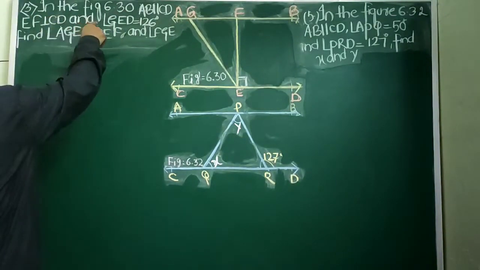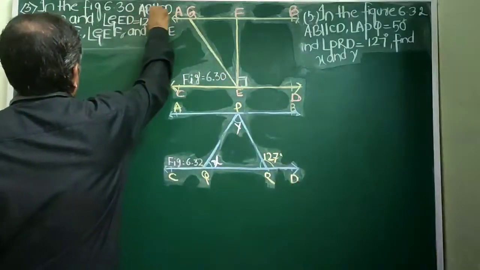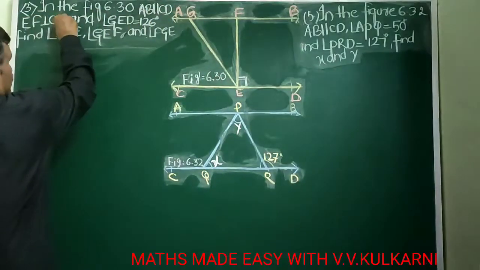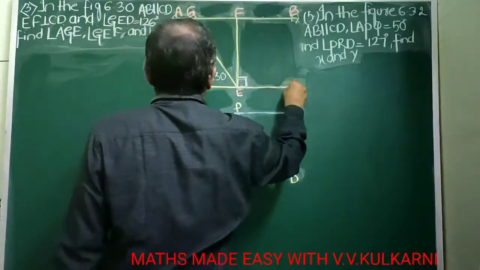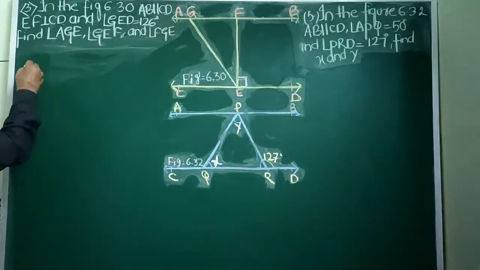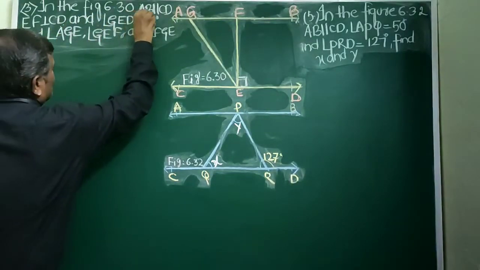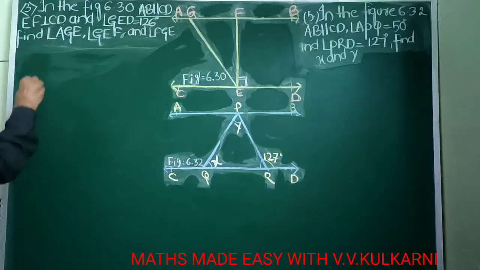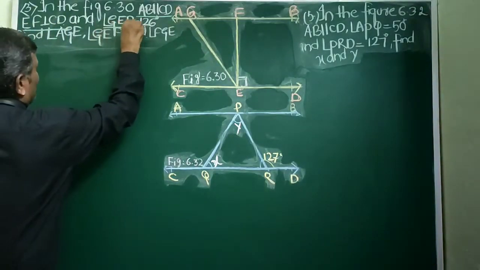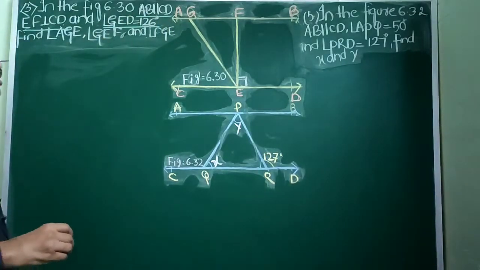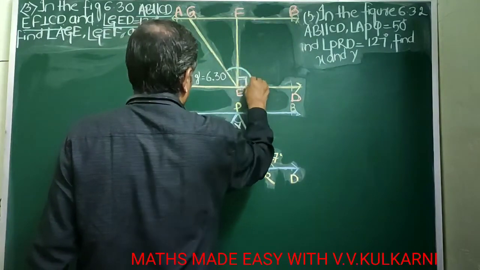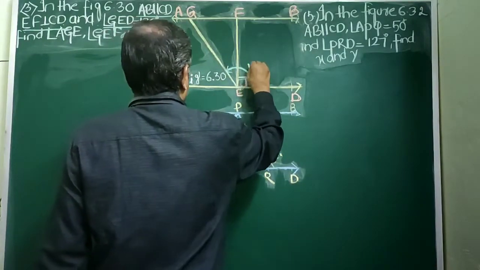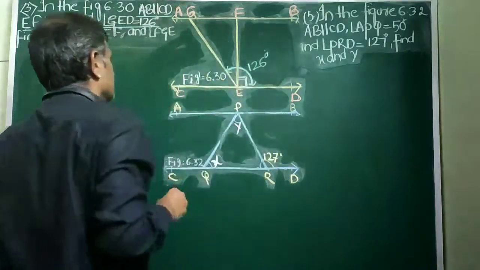The first question says, in figure 6.30, AB is parallel to CD and EF is perpendicular to CD. See here, this is the line AB and it is parallel to CD. I can note down the key points here. The first key point is AB is parallel to CD, the second key point is EF is perpendicular to CD, and the third key point is angle GED is equal to 126 degree. This angle is 126 degree.